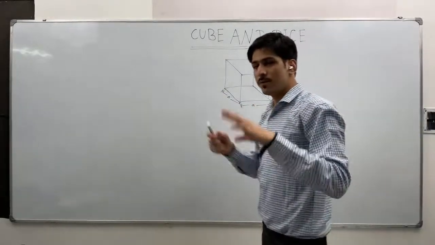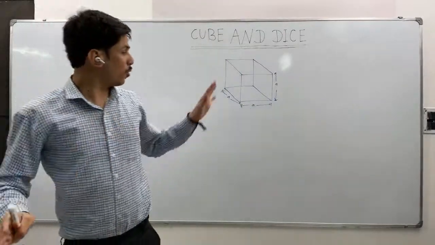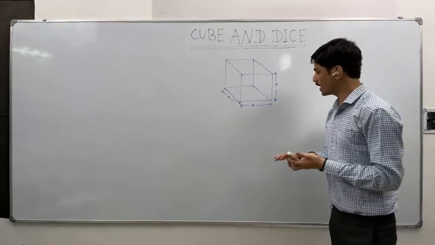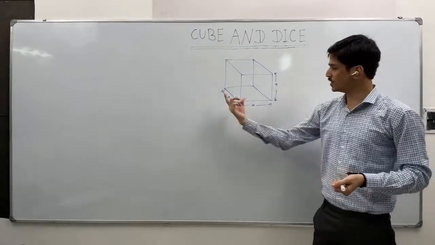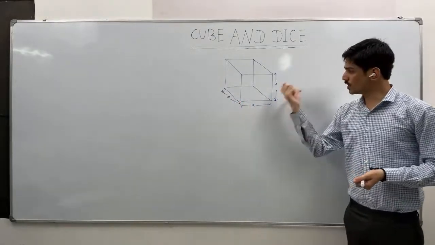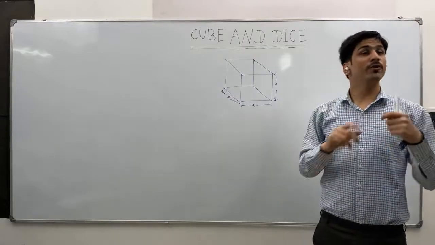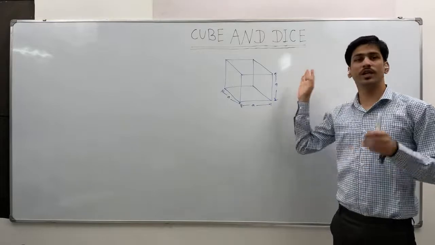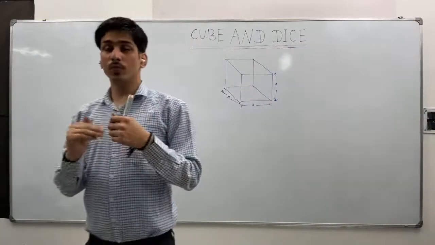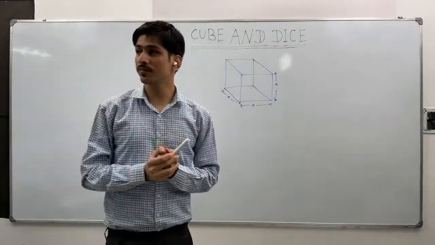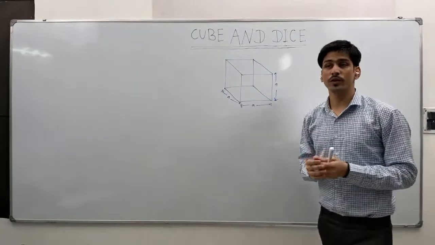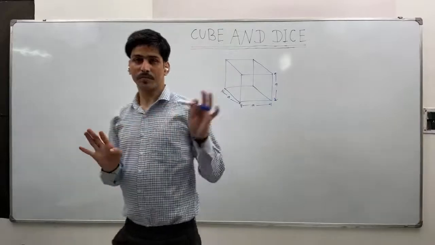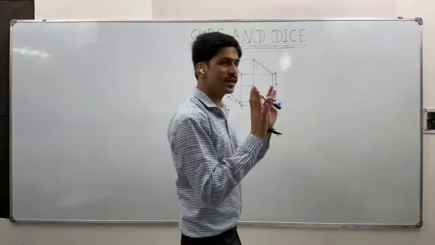If all sides are equal, then it is called a cube. If any side is not equal, let's say all are unequal, this is 3 centimeter, this is 4 and this is 5, then it is called a cuboid. Even if two sides are equal, say this is 5 and this is 7, then also it is called a cuboid. To become a cube, what is the condition? All sides should be equal. Is it clear? First thing is clear, right? We all know what a cube is.